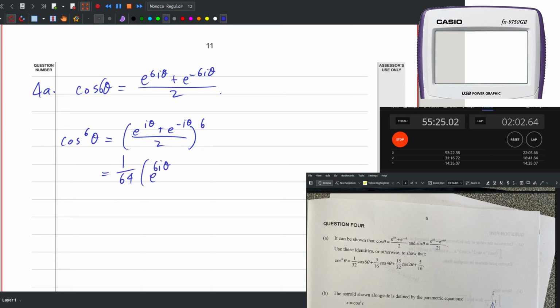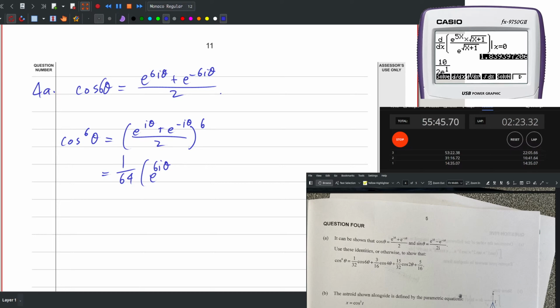Also, wait, my calculator DC'd. How does this work? Okay, so projector. There we go. Calculator should be back.